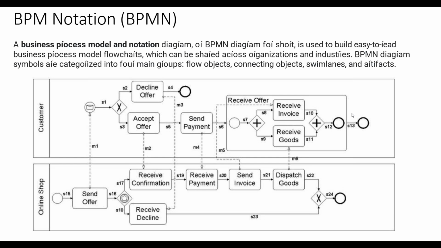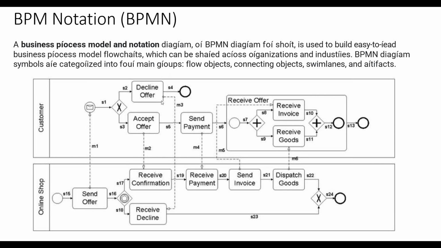It's based on the decision that you are making. If you accept, it goes down this path. If you decline, it goes down this path and ends the process. If you receive the payment, you send the invoice. If you don't receive the payment, you do something else, like sending a reminder. That is how a business process model works.